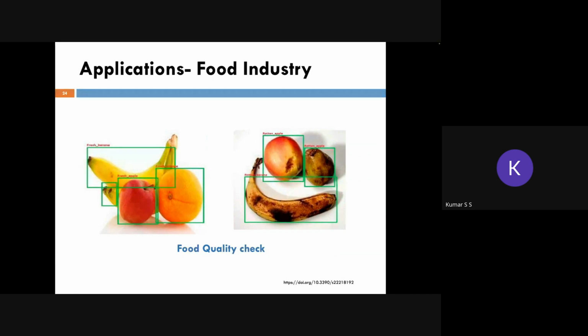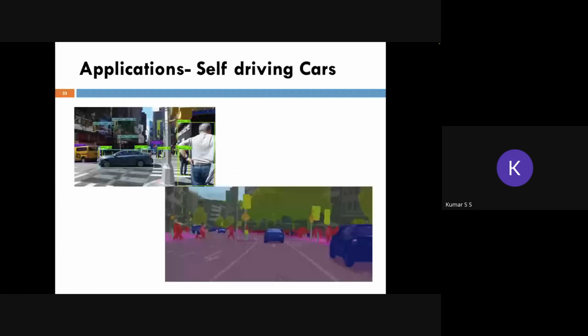On the left side, you have a picture of a banana, apple, and orange. They are fresh, and there is nothing wrong with them. On the other side they are damaged, rotten or something. So it is able to easily differentiate between those two things, and it is telling us what exactly the problem is.